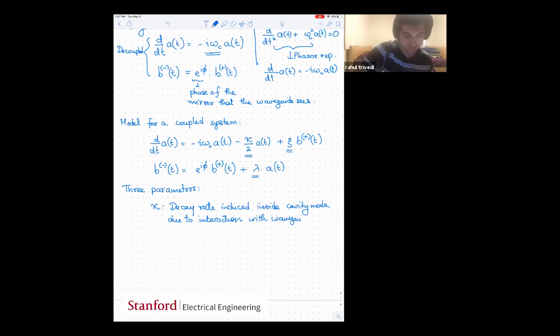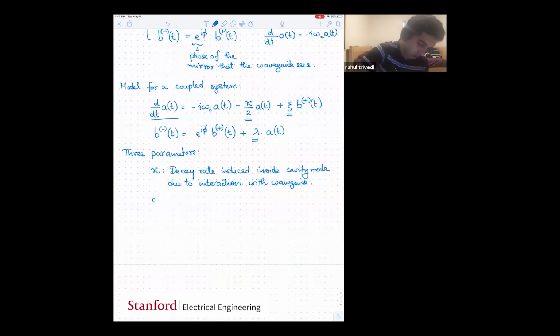Due to the interaction with the waveguide, right? So we expect physically that the moment we switch on this interaction, the cavity amplitude should start exponentially decaying. So we add in a term that induces an exponential decay in A of t with decay rate kappa, right? We also introduced a parameter xi, and this parameter tells me how much the input to the waveguide is affecting the cavity amplitude, right?